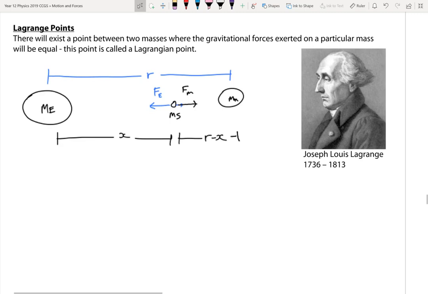Now, have a quick think. If I gave you two equal masses, that point would be directly in the middle. Because if you are equidistant from them, and equal masses would produce an equal force on you.